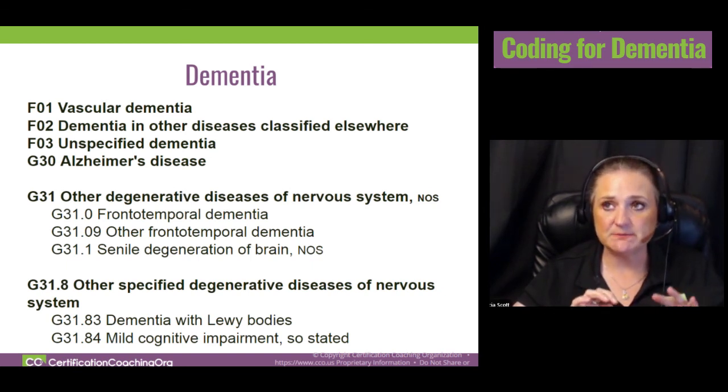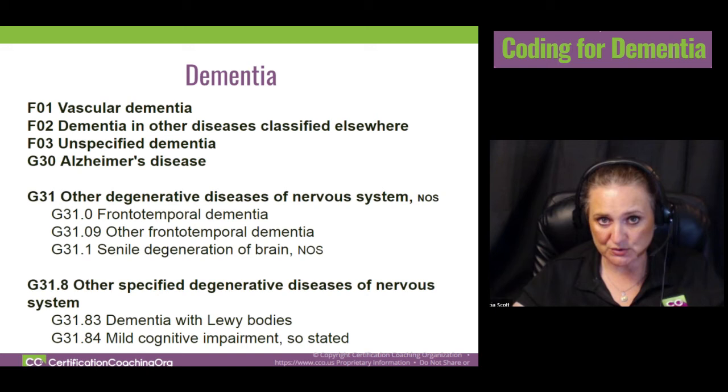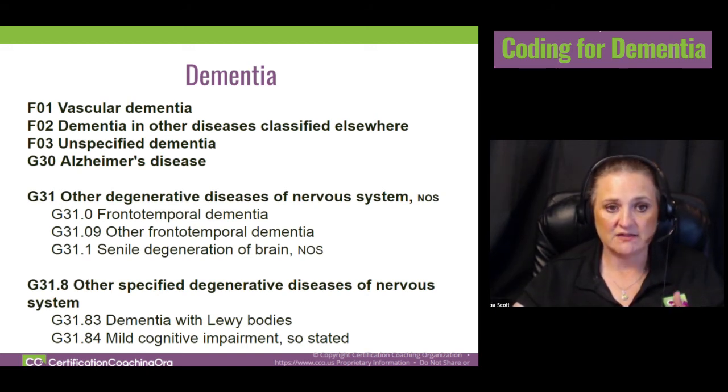If it's going to be a dementia that is associated with other diseases, then it's an F02. If it's unspecified dementia, then it's an F03. If it's Alzheimer's disease, that's a G30.